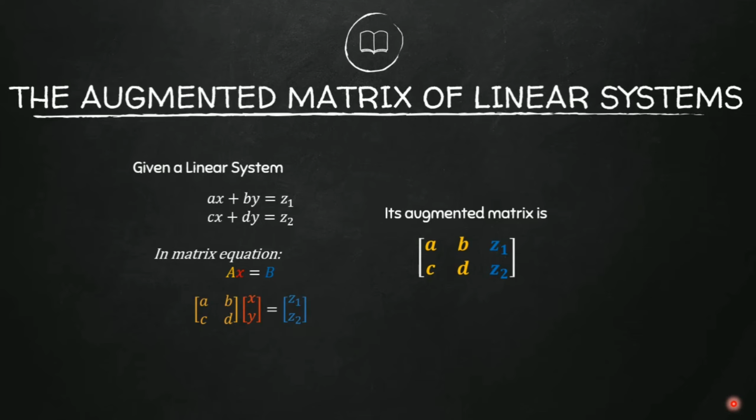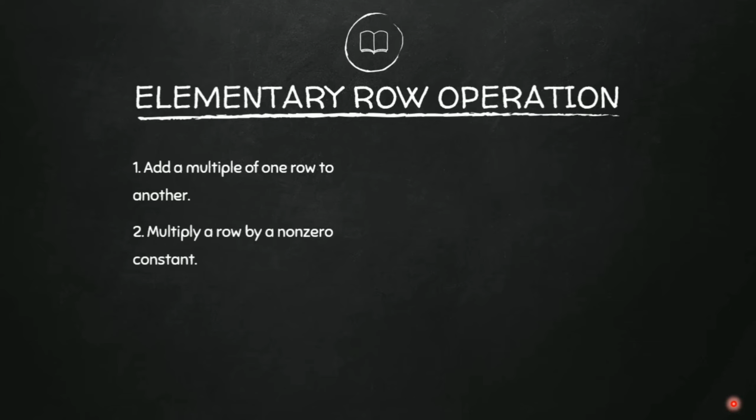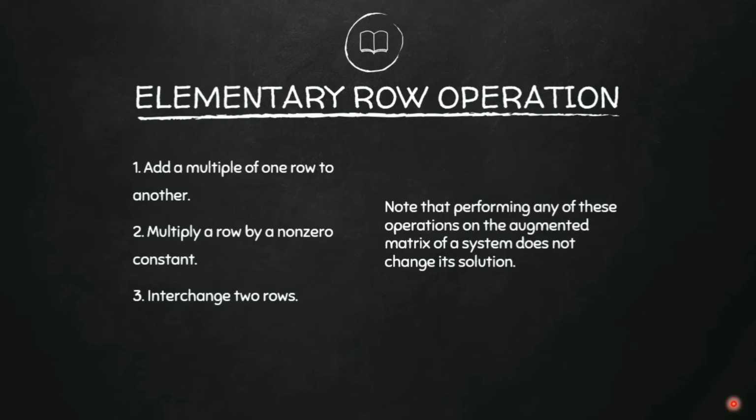So, the elementary row operations are the operations that we will use in working with the augmented matrix of our linear systems. There are basically three elementary row operations. The first one is to add a multiple of one row to another. This is multiplying a scalar quantity to one row and adding it to another row. Next is multiplying a row by a non-zero constant, or scalar multiplication of a row. Next, interchanging two rows. Take note that performing any of these operations on the augmented matrix of a system does not change its solution.